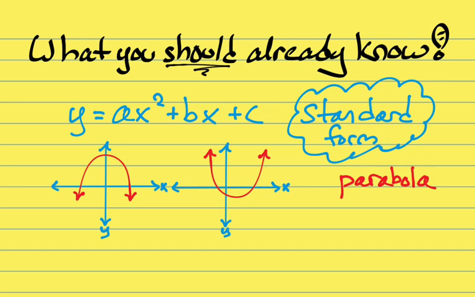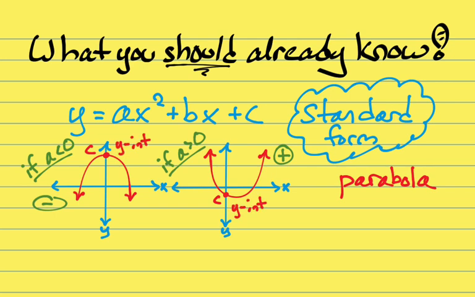and this parabola could also be opening downward. If the value of a is greater than 0, meaning it's positive, then the parabola opens up. If a is less than 0, meaning it's negative, then the parabola opens down. Last thing you should know about it is c, the y-intercept. That means if x is 0, you get the y-intercept, which is where the parabola crosses the y-axis.